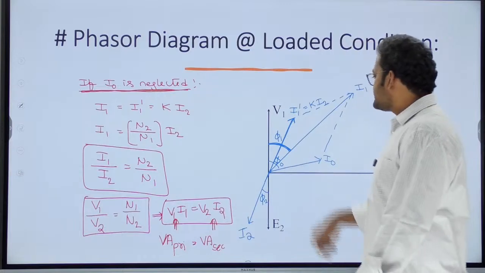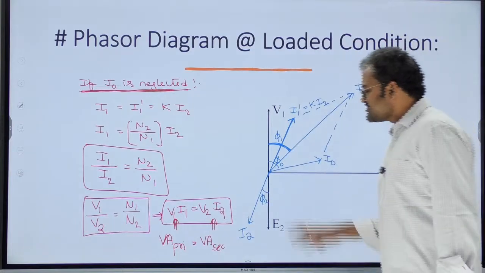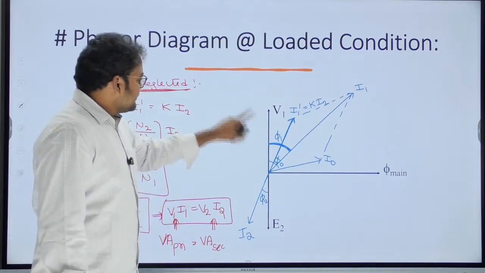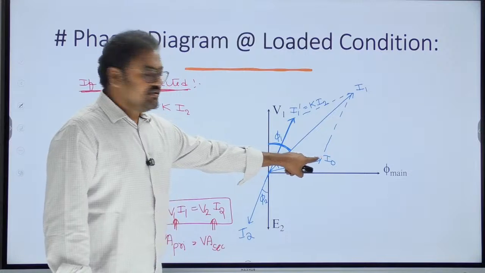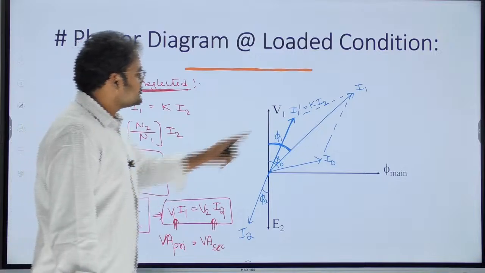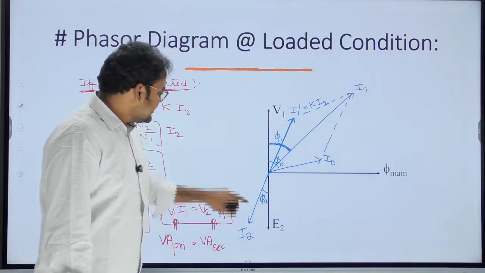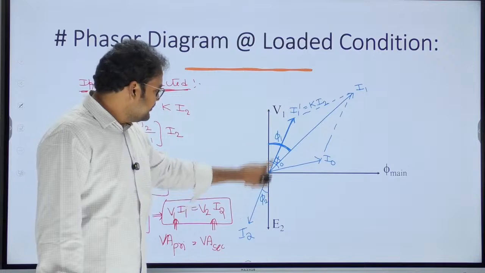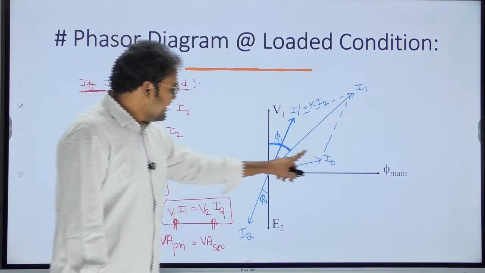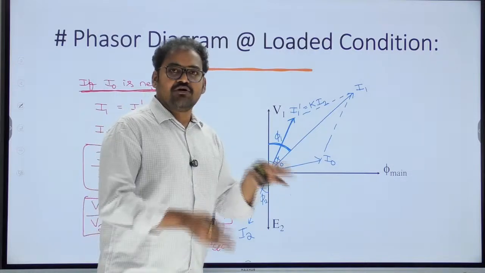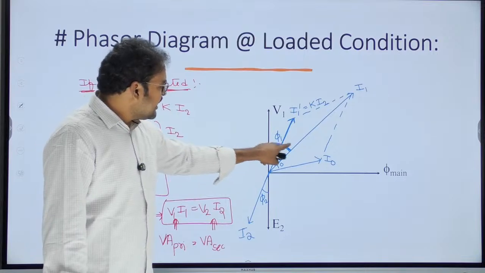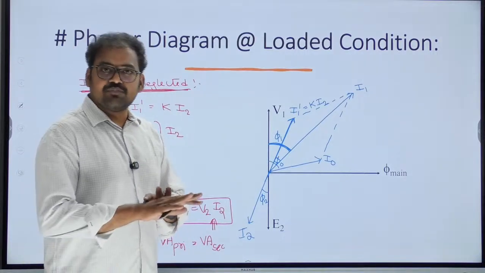Okay, so this is about the phasor diagram of the transformer under loaded condition. See some observations from this phasor diagram. Suppose the no load current I0 is neglected, then what is the primary current I1? Is it equal to I1 dash? So if I1 is equal to I1 dash, then the secondary power factor angle phi 2 and the primary power factor angle phi 1 become equal. But if I0 is not neglected, if I0 is considered, then the secondary power factor angle phi 2 and the primary power factor angle phi 1 will not be equal.